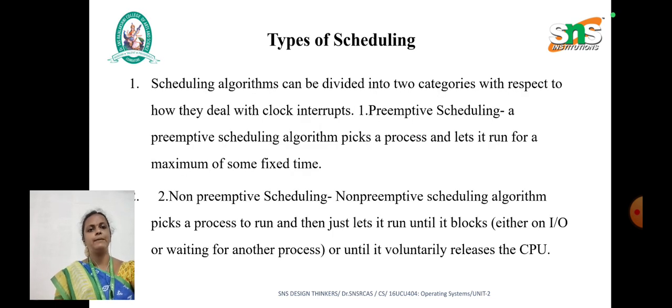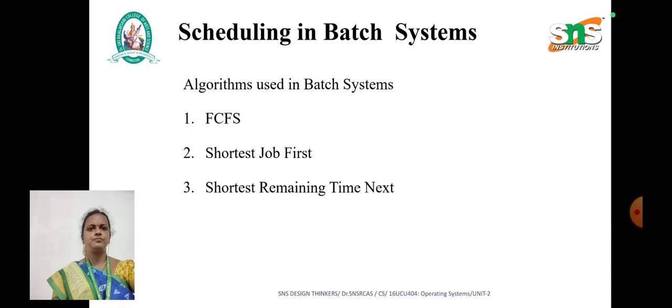Next, let us see about the types of scheduling. Scheduling algorithms can be divided into two categories with respect to how they deal with clock interrupts. Preemptive scheduling: a preemptive scheduling algorithm picks a process and lets it run for a maximum of some fixed time. Non-preemptive scheduling: a non-preemptive scheduling algorithm picks a process to run and then lets it run until it blocks, either on input-output or waiting for another process, or until it voluntarily releases the CPU.